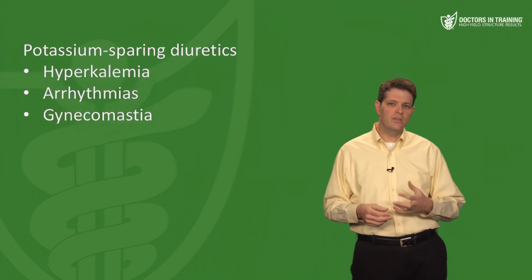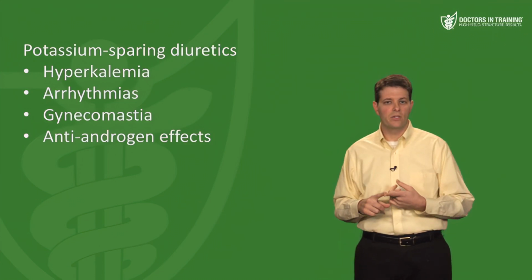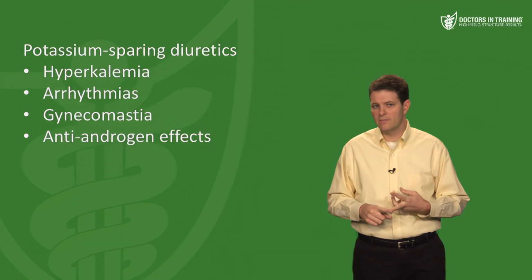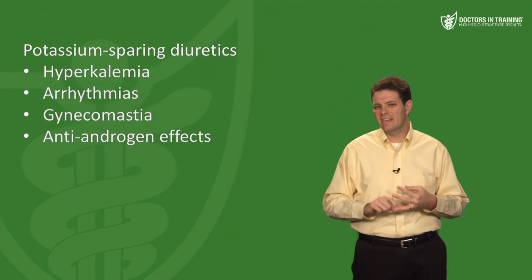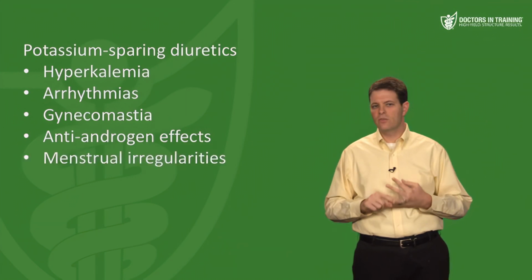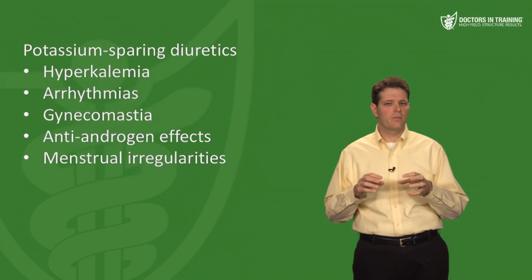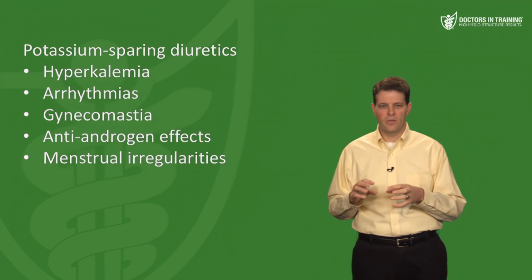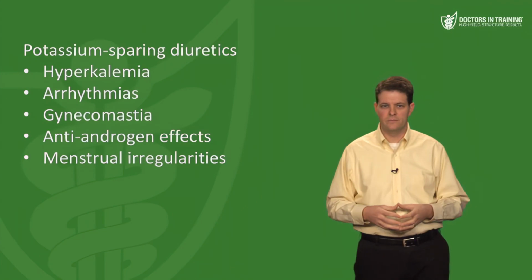Now, occasionally we use these anti-androgen effects therapeutically. So we might give spironolactone to treat acne or to treat polycystic ovarian syndrome or PCOS. Now, spironolactone also has progesterone agonist activity, and that can cause some menstrual irregularities in women. And it's worth noting that eplerenone is more specific for the mineralocorticoid receptor. It doesn't really bind to the androgen receptors. So you're not going to get anti-androgen effects with eplerenone the way you do with spironolactone.